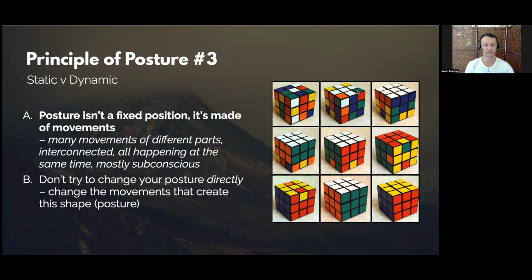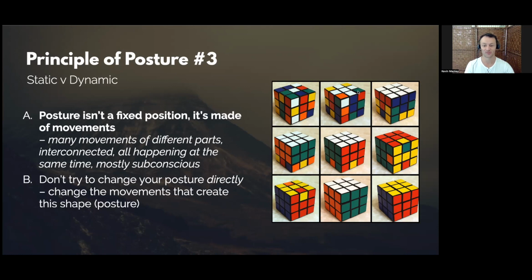What people do when they try to change the posture directly, or they do something with the shoulder, or something with the back, or whatever it is, is they're trying to pick off the color stickers on the Rubik's Cube and put them in place, rather than doing the movements you need to do to put them in place. These are simultaneous movements that need to happen together.